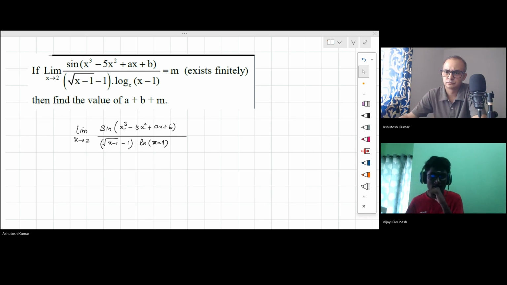Even after differentiating, once it's coming 0 by 0 form, again we'll need to differentiate. Okay, so tell me the answer, what you're getting at the end, doing the second differentiation also. So do it.